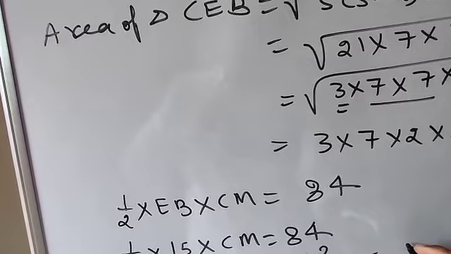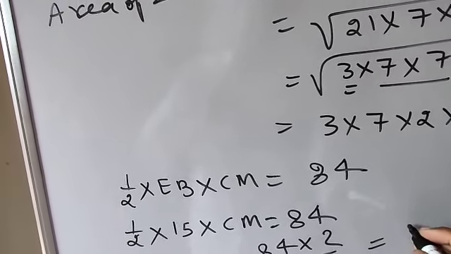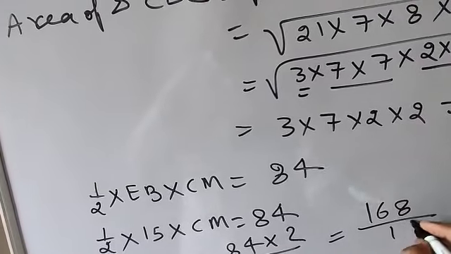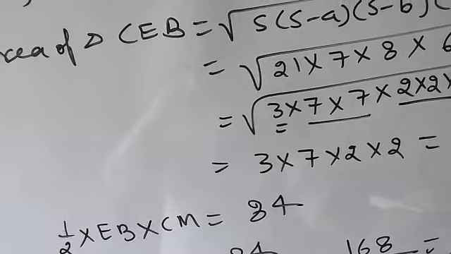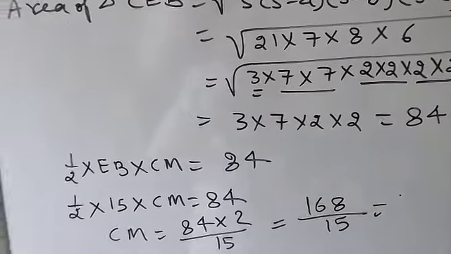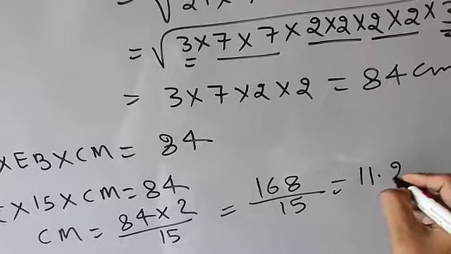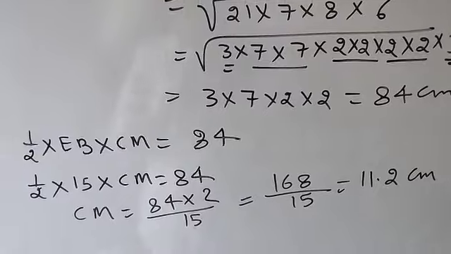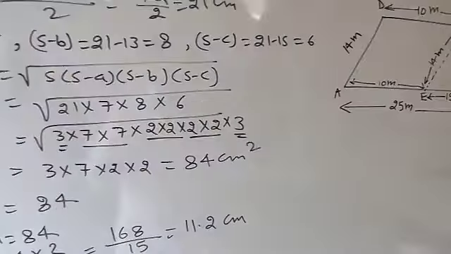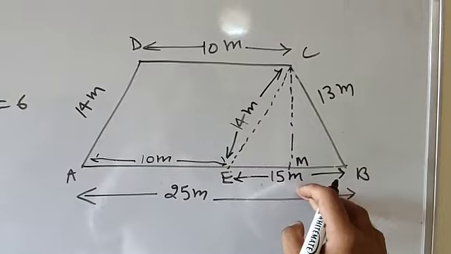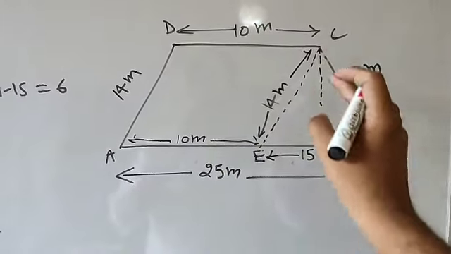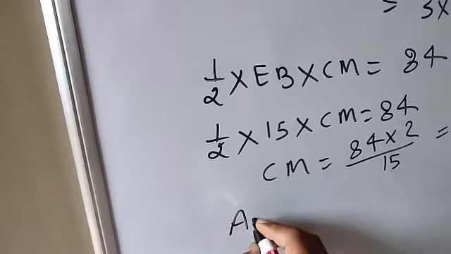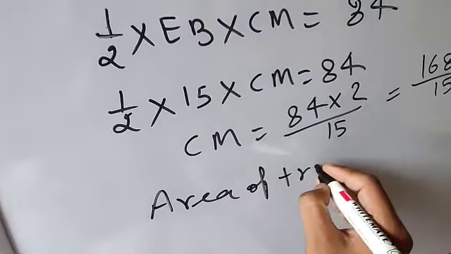If you find this value, it will be equal to 2 4s are 8, 2 8s are 16 upon 15, and it will be equal to 11.2 centimeter. So if you calculate it, it will be 11.2 centimeter. So CM is the height of that triangle, and it will also be the height of that trapezium. CM is also the height of the trapezium. So you can write the area of the trapezium.